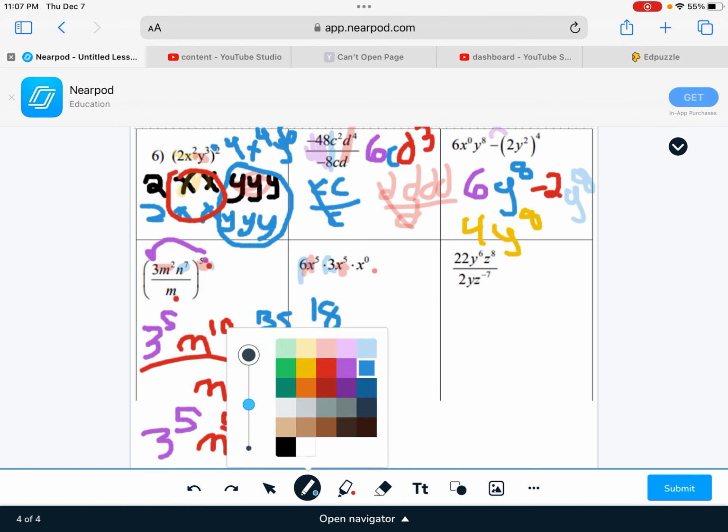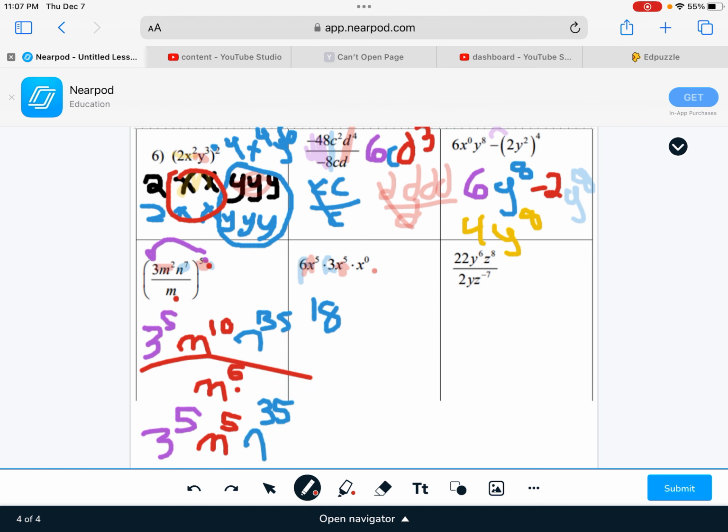And remember how I told you guys that anything raised to the 0th power equals 1? That x to the 10, if this x to the 0 equals 1, that would just be like saying 18 times 1 is just 18. Like, I don't need to think about it again. It's just staying that same number. That's what the answer here is, 18x to the 10.